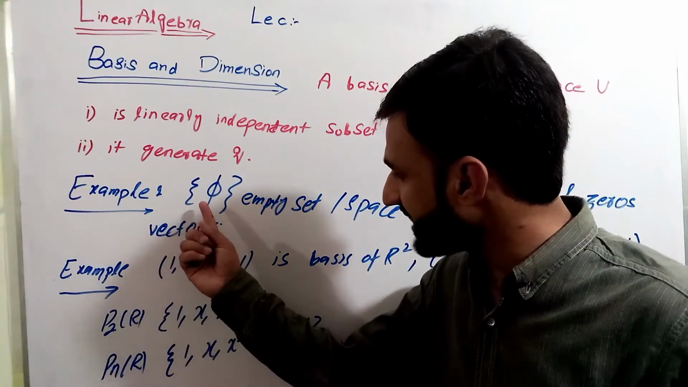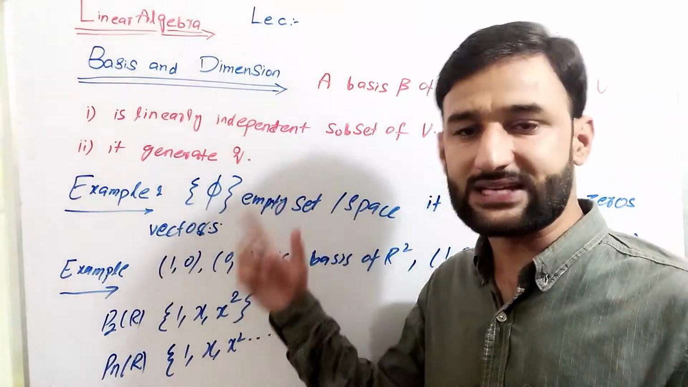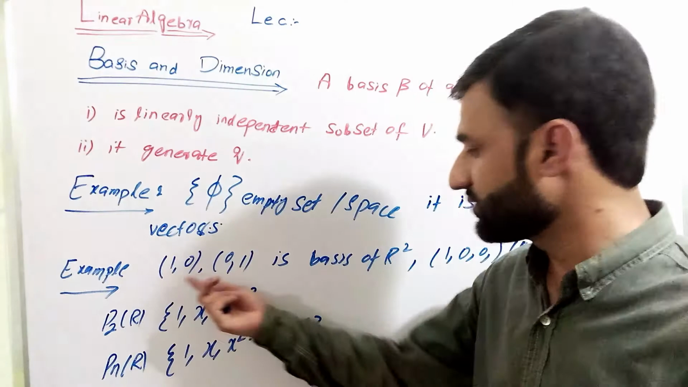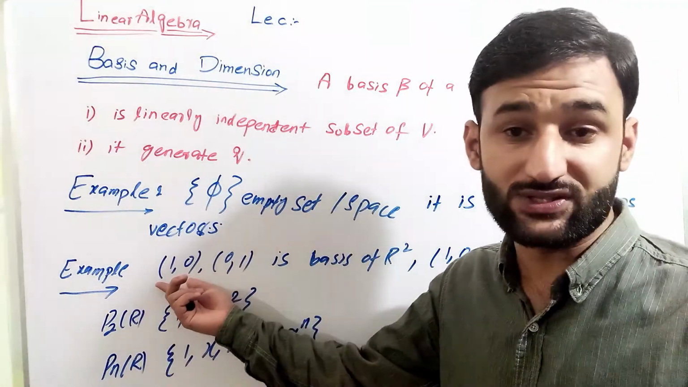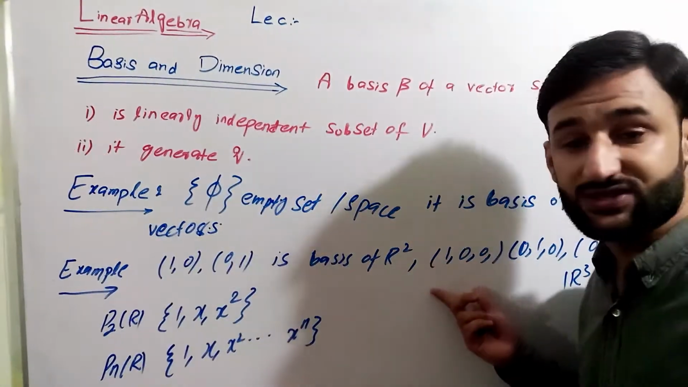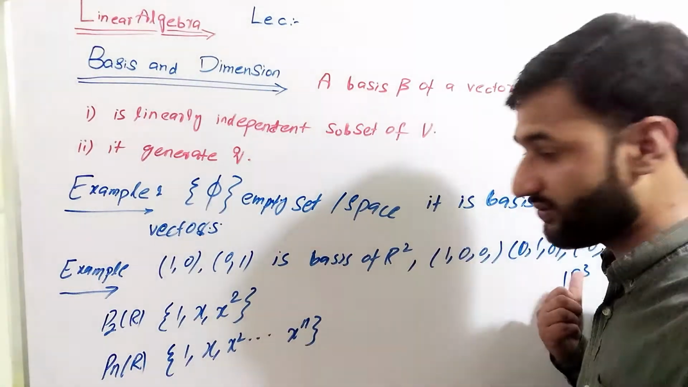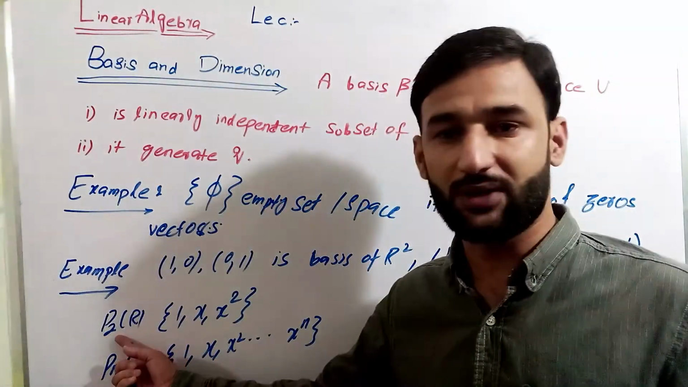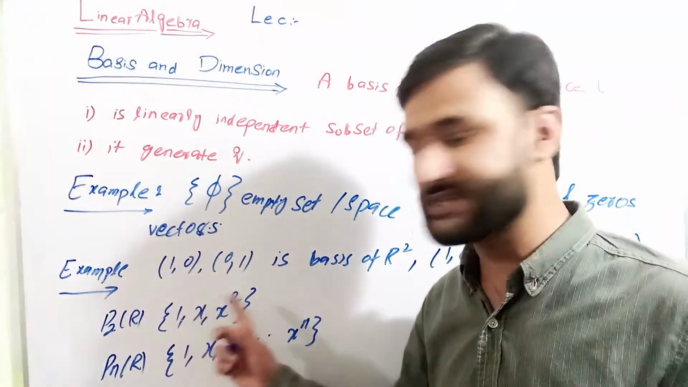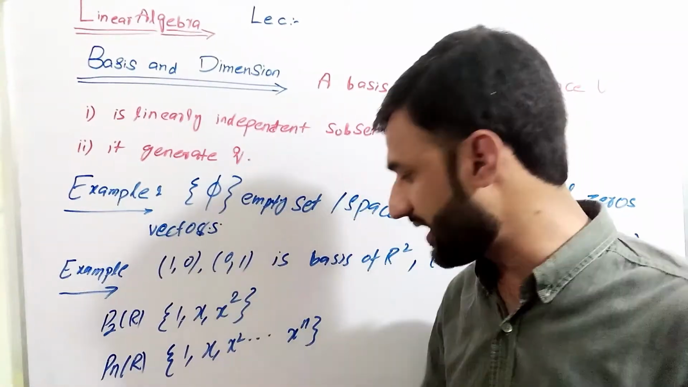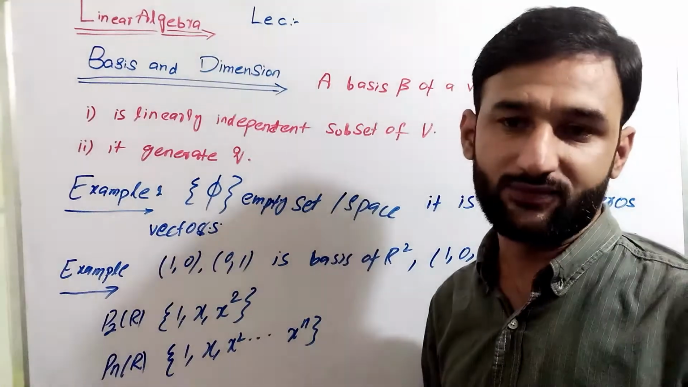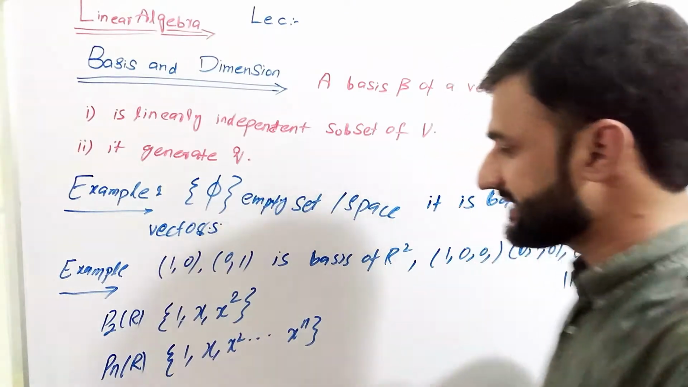Here you notice that phi is the basis set of the zero vector space. R2 has the standard basis (1, 0), (0, 1). R3 has (1, 0, 0), (0, 1, 0), (0, 0, 1). For the polynomials P2(R), it is 1, x, x squared. For polynomials of degree n, it is 1, x, up to x^n. So this is the way you can try.